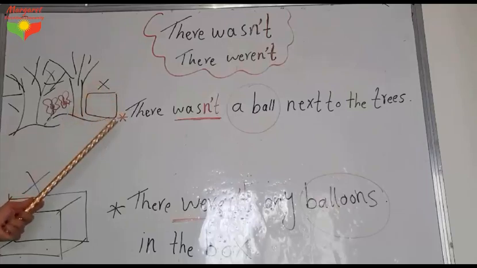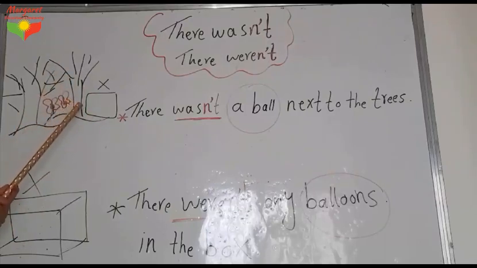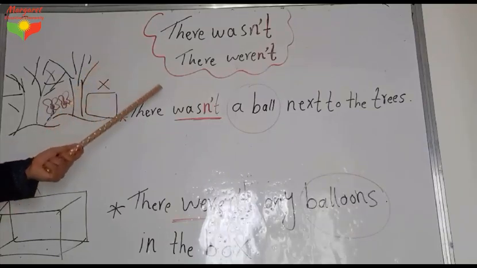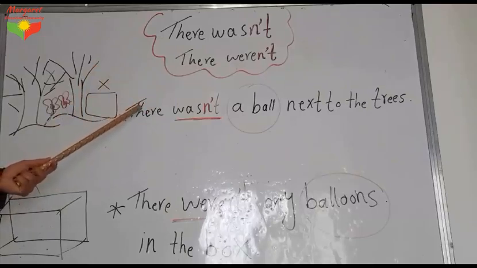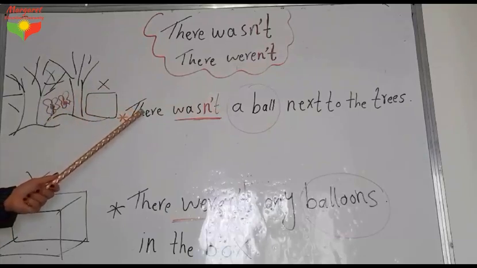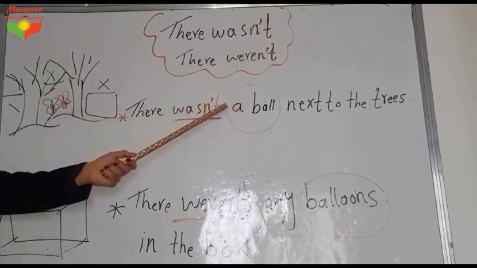For example, I told a person to go bring a ball which is next to the tree. I told him there is a ball next to the tree, just go bring it for me. And when that person goes to bring the ball and looks, there's not any ball. So when he comes back he says to me, there wasn't a ball next to the tree. Do you see any ball? No. So you can say there wasn't a ball next to the tree, or there wasn't any ball.